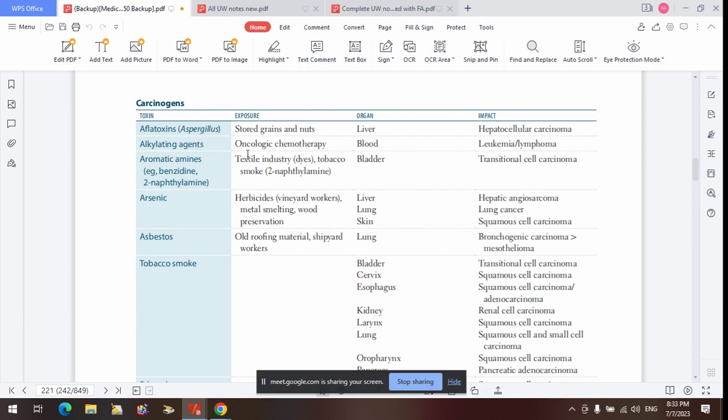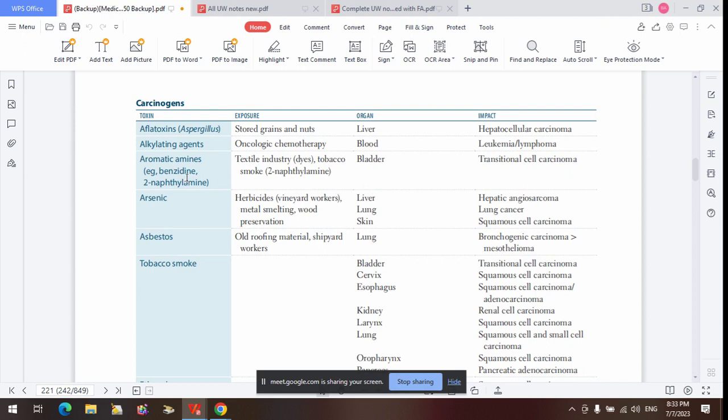Alkylating agents typically cause blood cancer, so they cause DNA cross-linking. If somebody is using an alkylating agent like cyclophosphamide, which is a type of chemotherapy agent, they cause cross-linking of DNA and they are implicated in causing cancer of the blood, like leukemia and lymphoma.